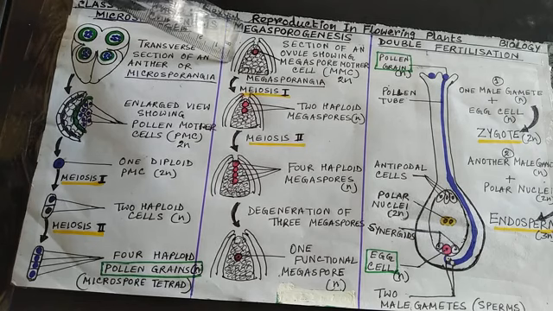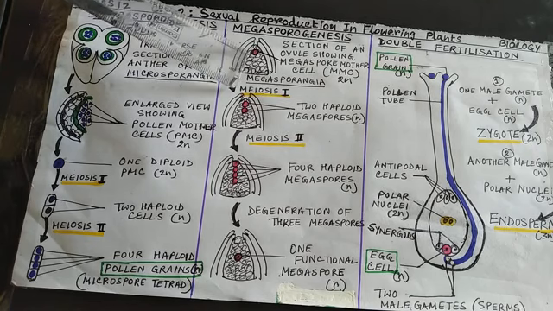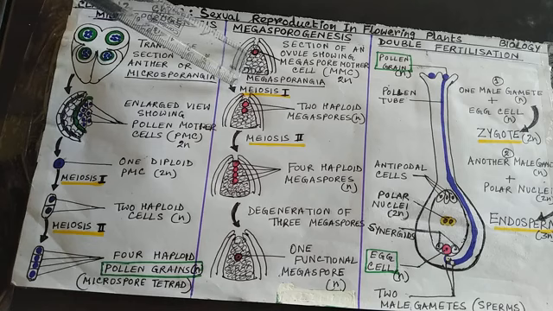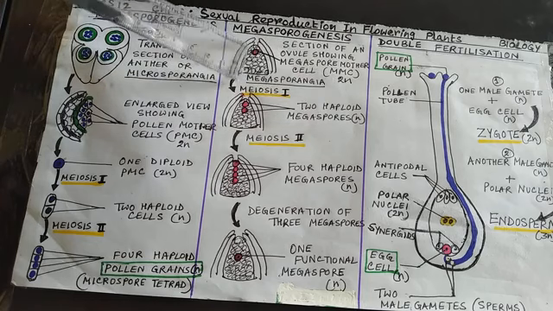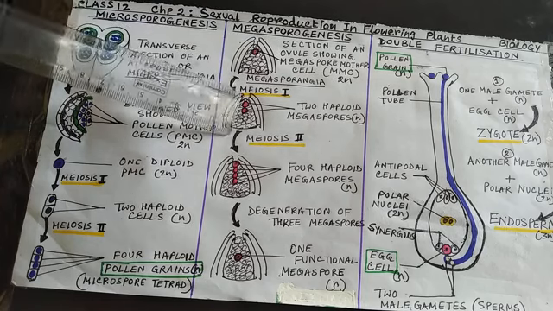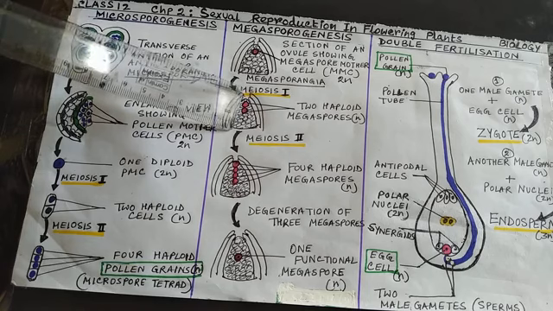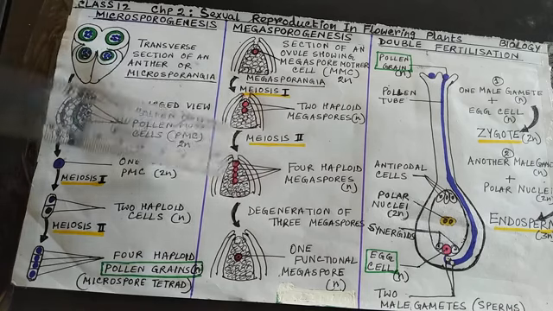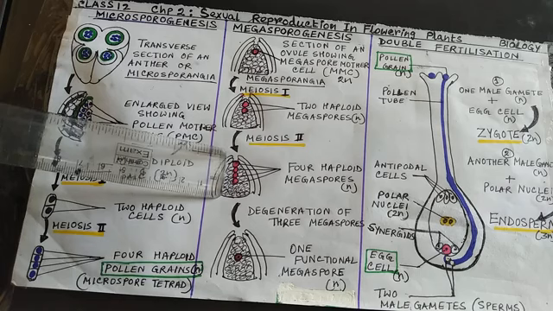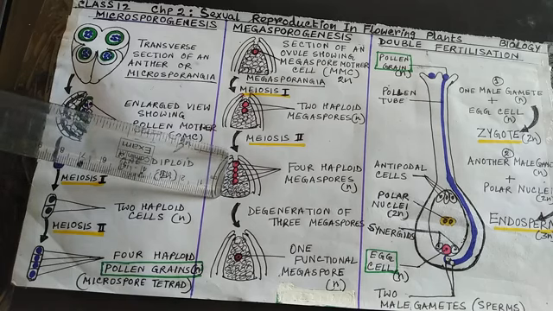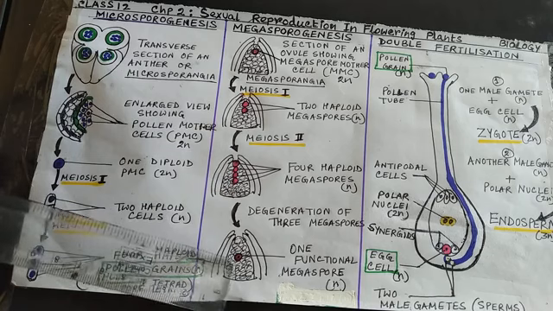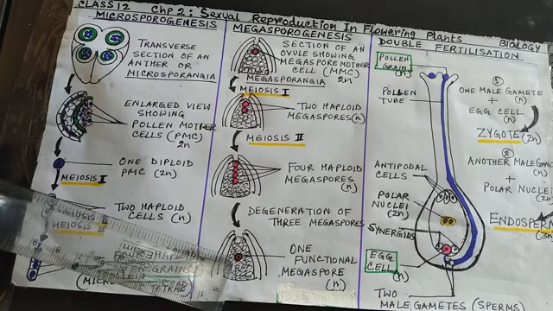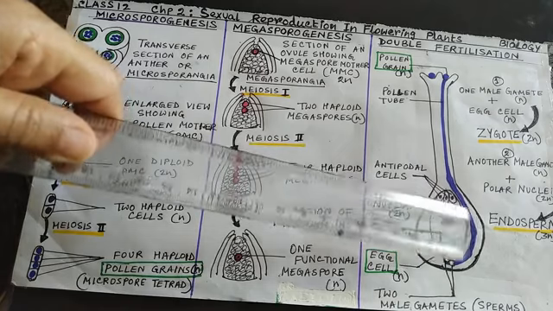Now let's come to megasporogenesis. We can see here the internal structure of an ovule. This pink dot that you find here is the megaspore mother cell, abbreviated as MMC. This is also again a diploid cell. It undergoes the first meiotic division, giving 2 haploid megaspores, which further undergo the second meiotic division, giving 4 haploid megaspores. Here we find something different occurring. Out of these 4 haploid megaspores, 3 will degenerate and only 1 will persist as the functional megaspore, which will later develop into the female gametophyte.